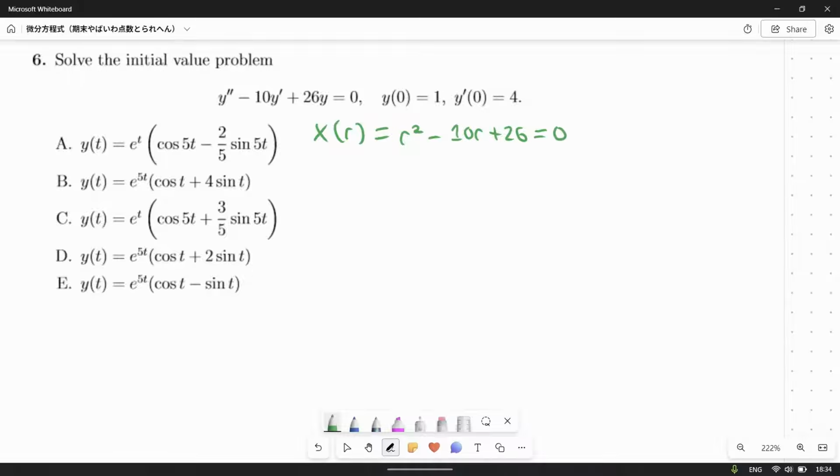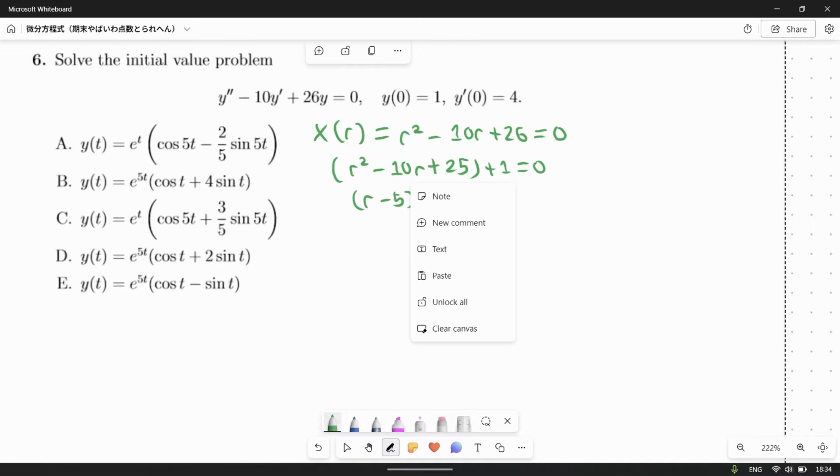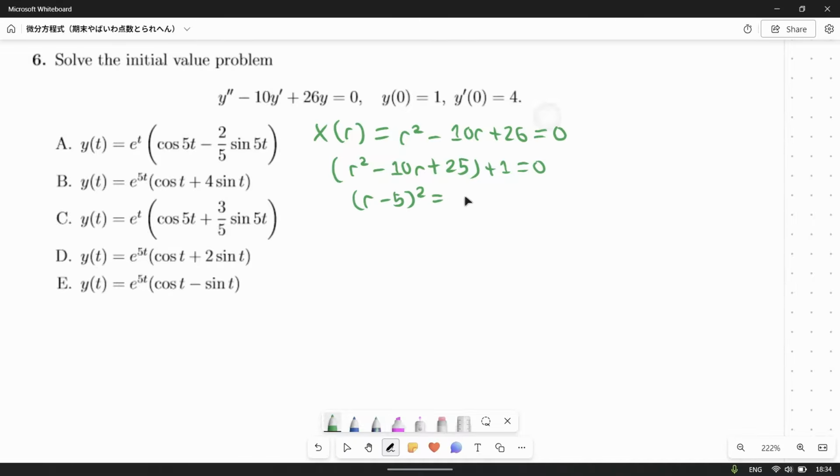So when you do that, you end up with r squared minus 10r plus 25 plus 1 is equal to 0, and then this reduces to (r minus 5) squared is equal to -1. And so yeah, we're dealing with a complex case here. So taking a square root, we end up with r minus 5 is equal to plus or minus i, which ultimately gives us an r value of r is equal to 5 plus or minus i. And that's a 5, not a b.